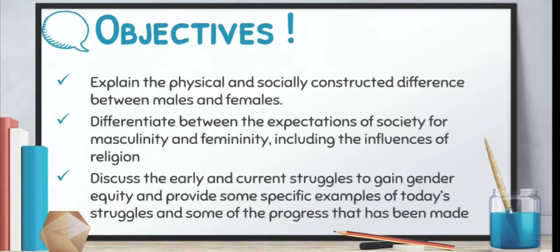But before we proceed, let me first read the objectives. First, explain the physical and socially constructed difference between males and females. Second, differentiate between the expectations of society for masculinity and femininity, including the influences of religion. Third, discuss the early and current struggles to gain gender equity and provide some specific examples of today's struggles and some of the progress that has been made.